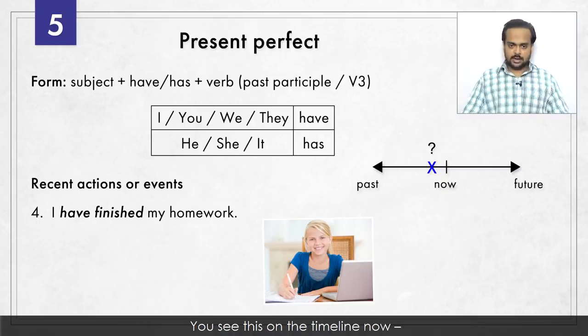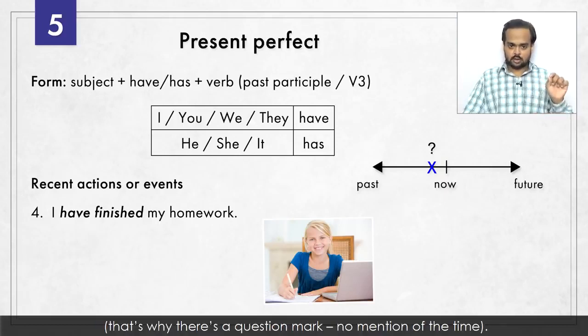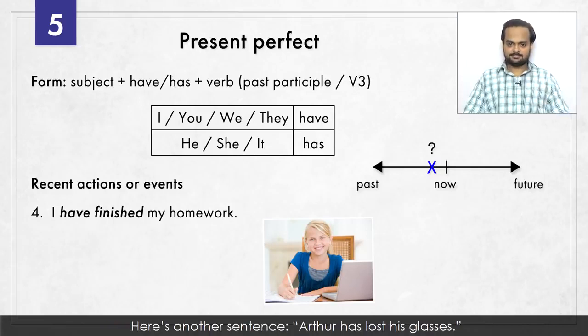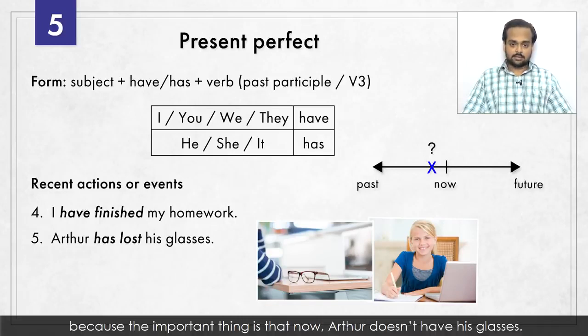You see this on the timeline now. The girl finished her homework just a few minutes ago, but she's not saying the specific time because it's not necessary. That's why there's a question mark. No mention of the time. Here's another sentence. Arthur has lost his glasses. We don't say when because the important thing is that now Arthur does not have his glasses.